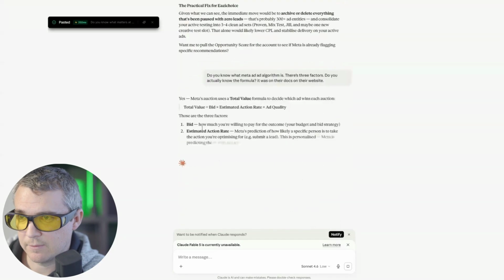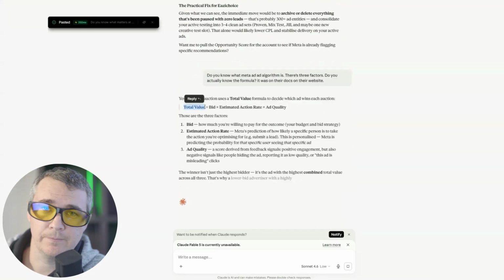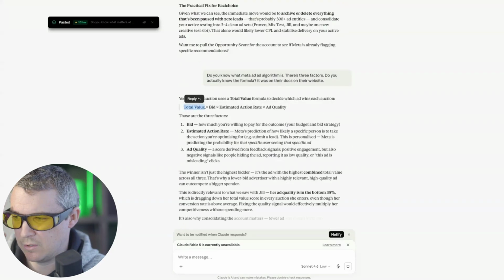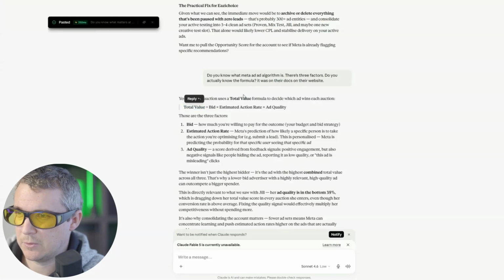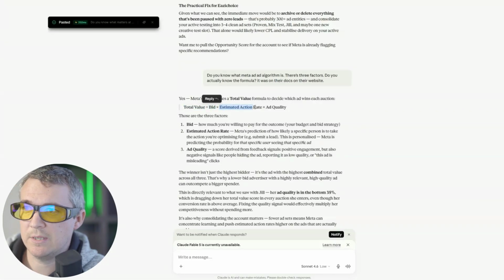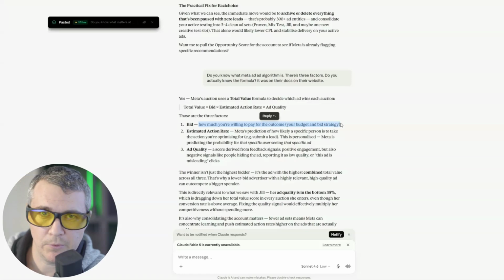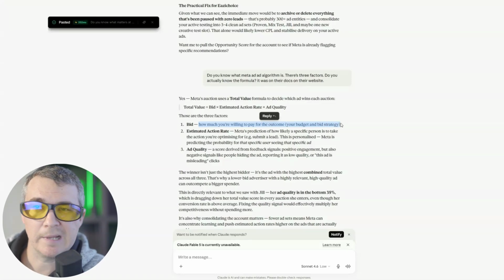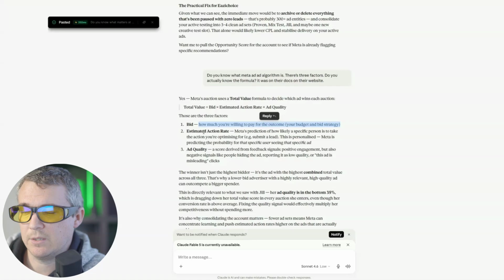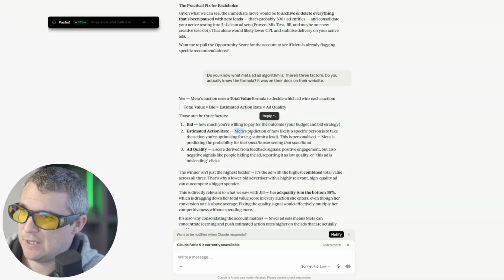Here we go. It has this. So it's total value, right? I used to do a training on this back in 2019, 2020. So it's bid times the estimated action rate times, it used to be plus ad quality, not times. And bid is just how much you're willing to pay. Most people do automatic. I do depending on the ad account and depending on the scenario. Quite often for pay per lead or performance-based models, I will generally do bidding. But yeah, there's a huge controversy around it all.